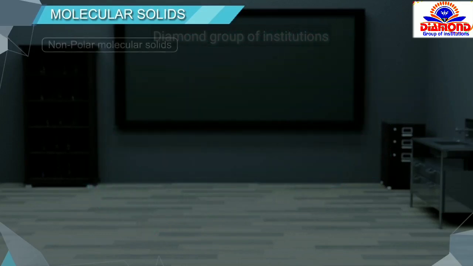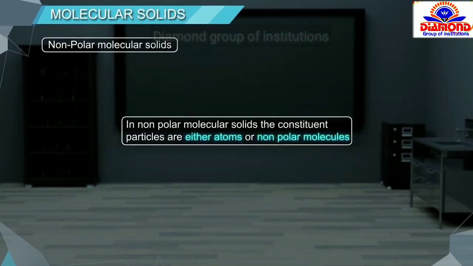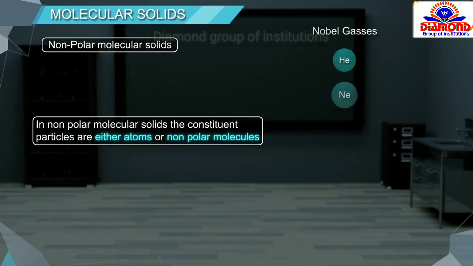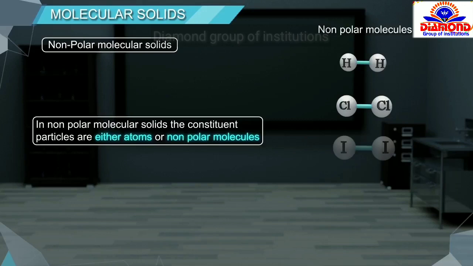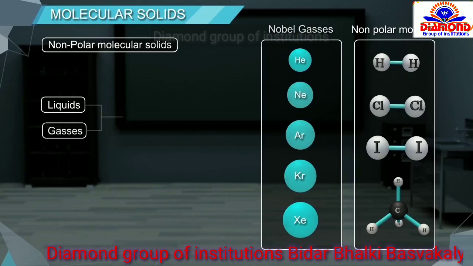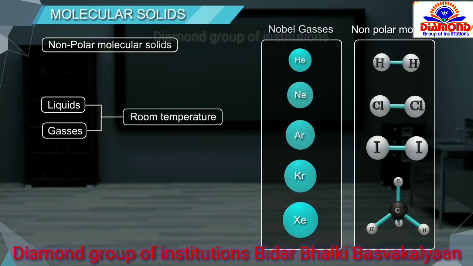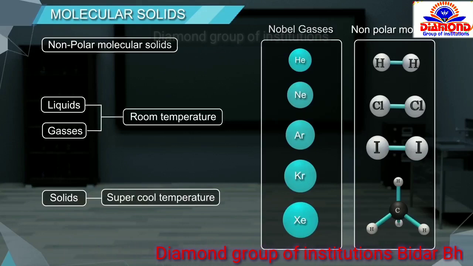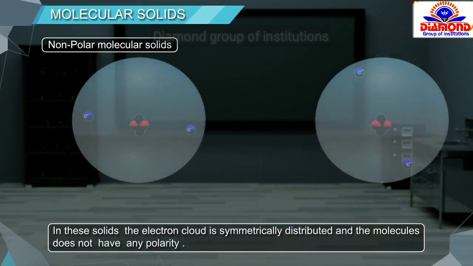What are nonpolar molecular solids? In nonpolar molecular solids, the constituent particles are either atoms like noble gases such as helium, neon, argon, etc., or nonpolar molecules like H2, Cl2, I2, CH4, etc. Generally, they are liquids or gases at room temperature and they exist as solids at supercooled temperature. In these solids, the electron cloud is symmetrically distributed and the molecules do not have any polarity.